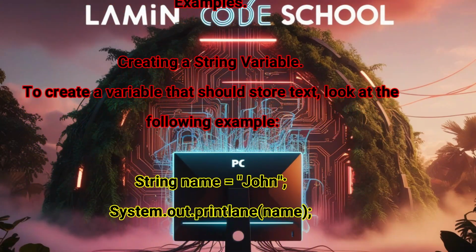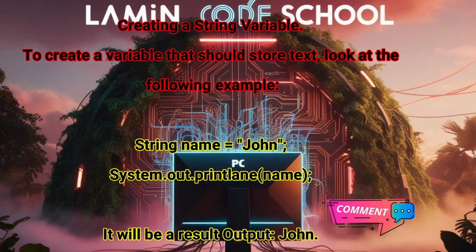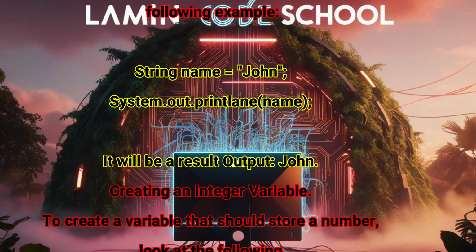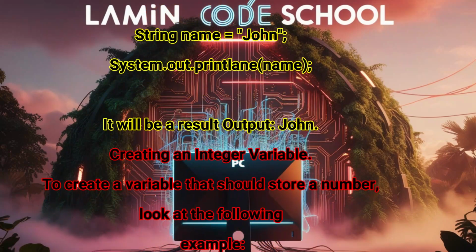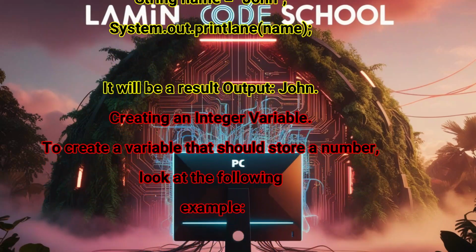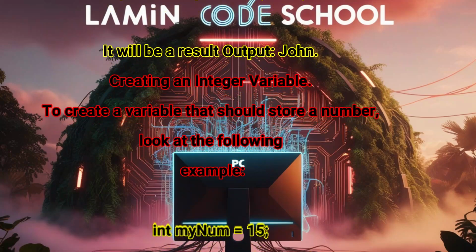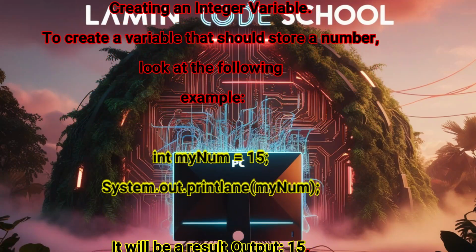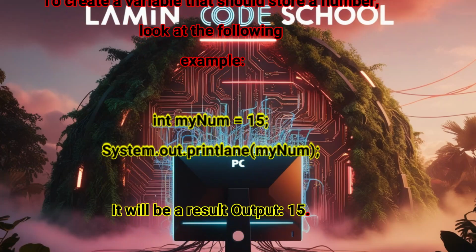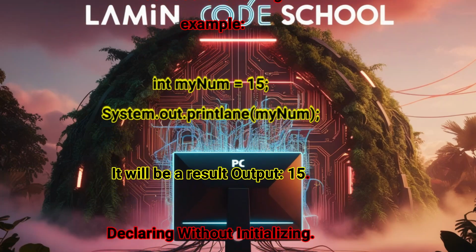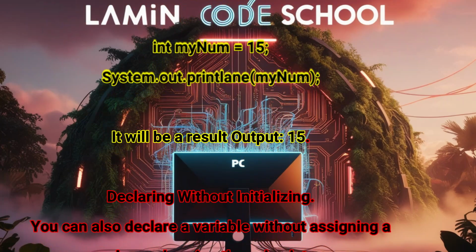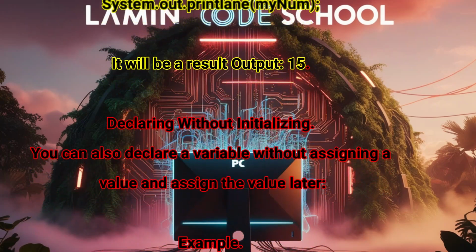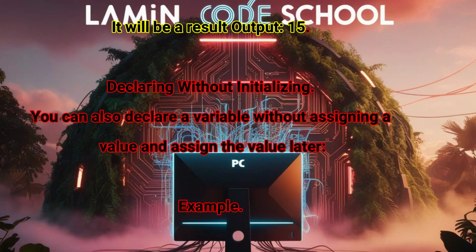Example, creating a String variable. To create a variable that should store text, look at the following example. String name = "John"; System.out.println(name); The result output is John. Creating an integer variable. To create a variable that should store a number, look at the following example. int myNum = 15; System.out.println(myNum); The result output is 15.